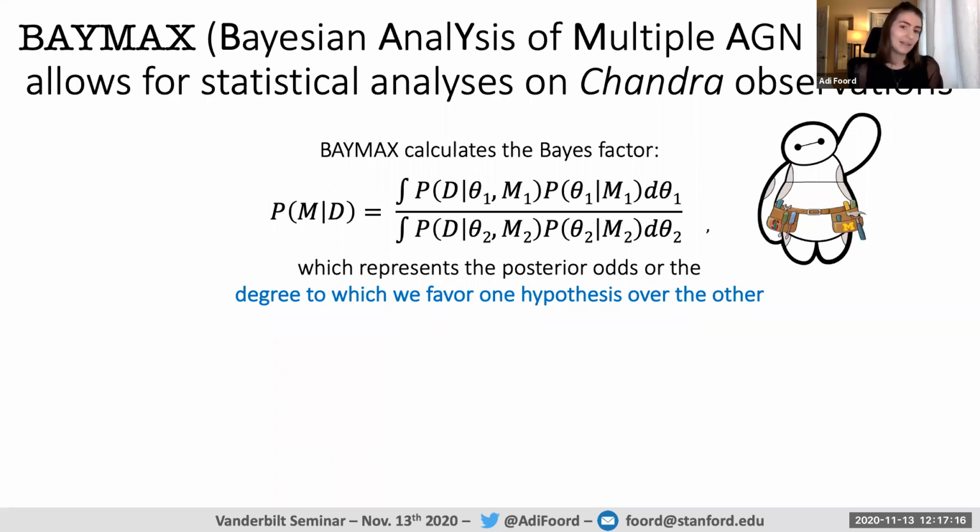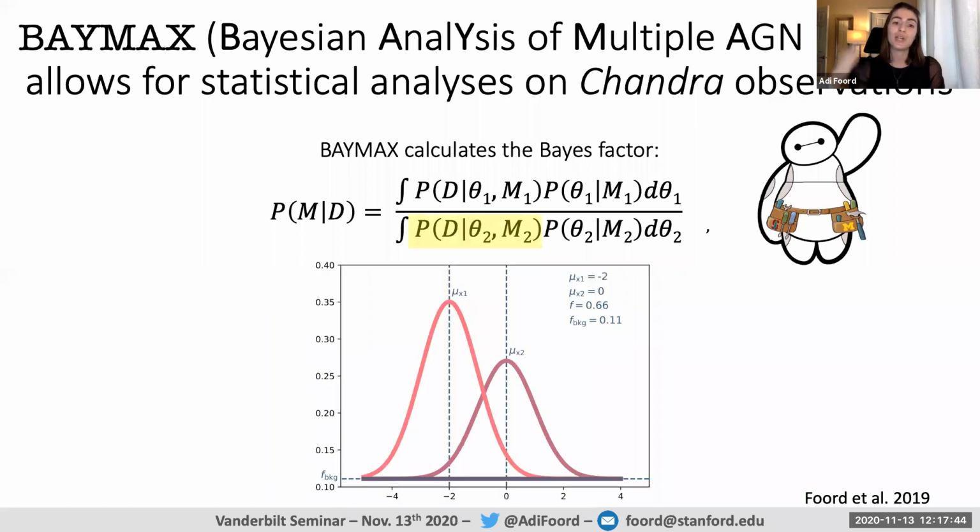And I'm showing the analytical form of Bayes factor on this slide. So Bayes factor represents the degree to which you're favoring one hypothesis over the other. And so for all of my analyses on dual-AGN candidates, I'm comparing a single point source model to a dual point source model. And values greater than or less than 1 will tell you which model is favored. And so within each of the integrals, you have your likelihood densities and your prior densities. So I'm highlighting the likelihood density right now.